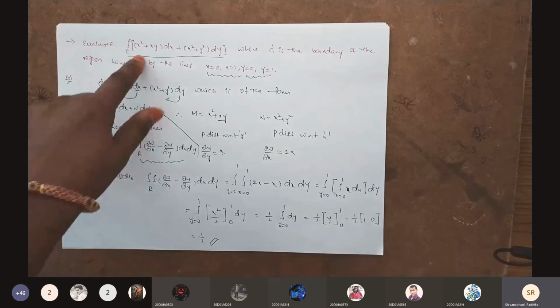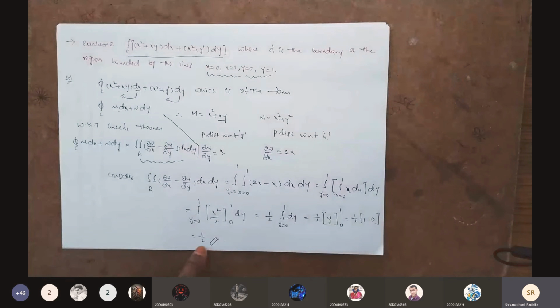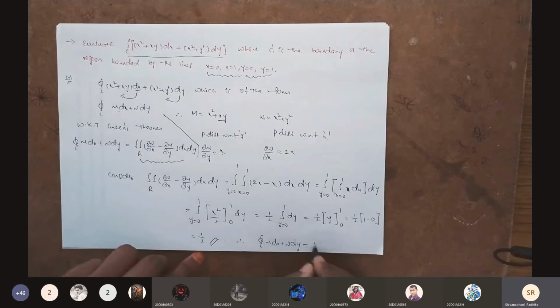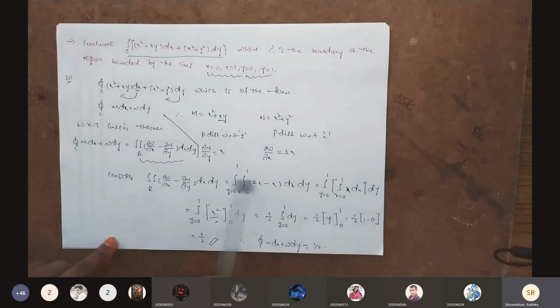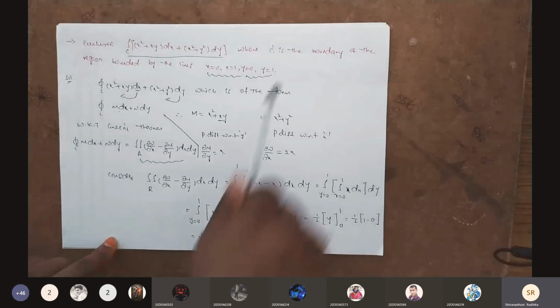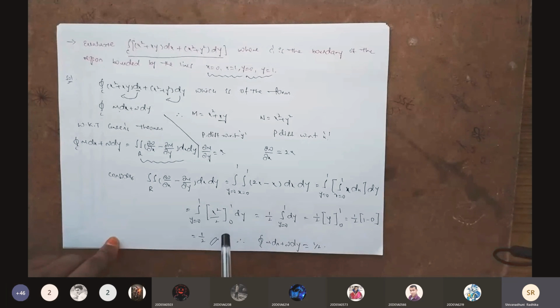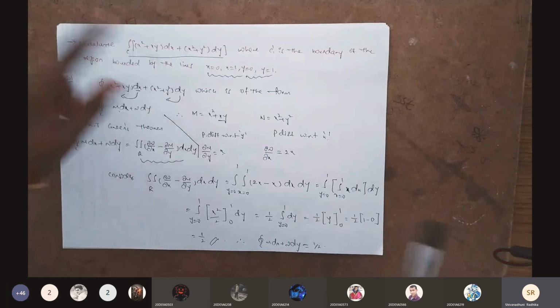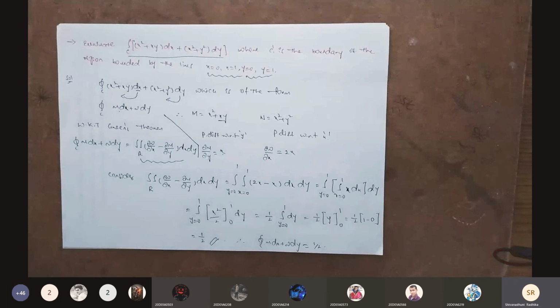Now, what is this line integral value here? 1 by 2. Therefore, the integral over curve C of M dx plus N dy is 1 by 2. This is the double integration value, but by using Green's theorem, the double integration answer goes to the line integral. So the answer is 1 by 2. Is it clear? Any doubts, ma'am?